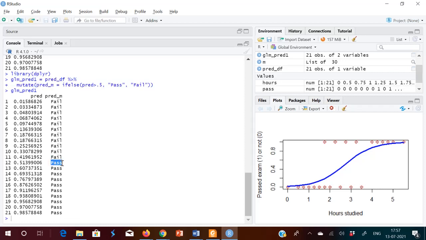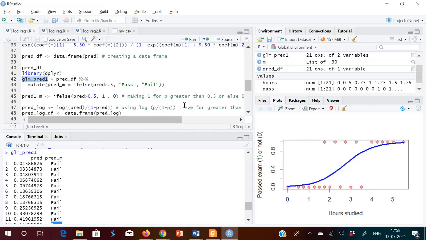Okay, because this is greater than 0.5, otherwise it will write fail. I hope it is clear to you. So I told you yesterday how that concept came. It is coming from basically log of p by 1 minus p. This concept I will demonstrate now.